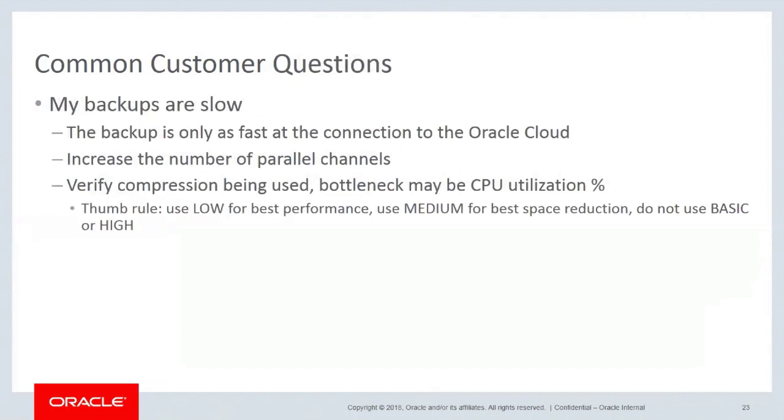So the other thing you can do that may help is look at the compression you're using. Sometimes, even after you have found that you have the bandwidth, or you expect to have the bandwidth, you may not be using it completely. And so there are a couple of things that you should look at. Basically, the first things to check are the number of channels you're using and the compression level you're using.